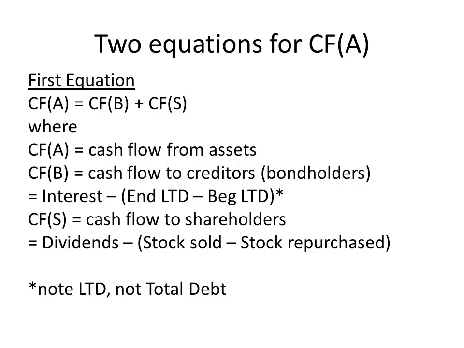What kinds of cash flows go to creditors? Well, first of all, we pay them interest. And secondly, we have the process of paying off old debt and taking on new debt. So what we're really looking at here with cash flow to creditors is the interest we pay to them minus any net new borrowing. Well, how do we find net new borrowing? We take our ending long-term debt and subtract our beginning long-term debt.